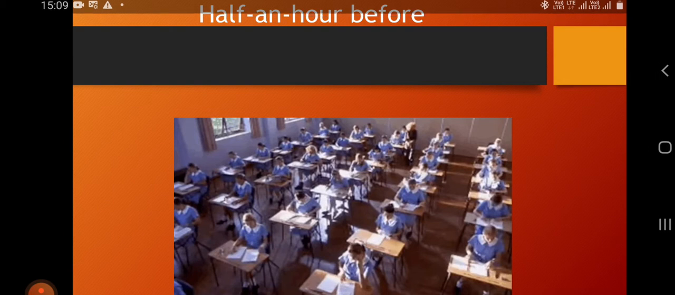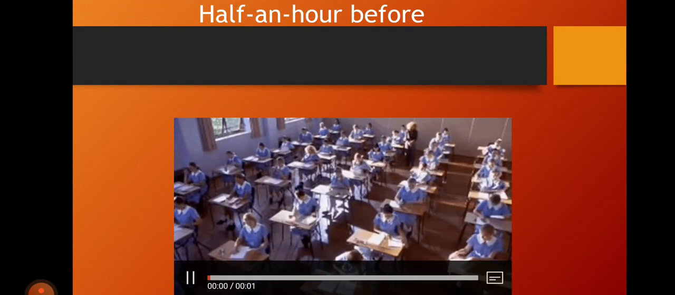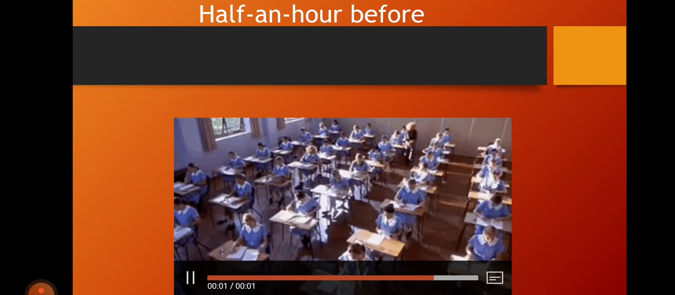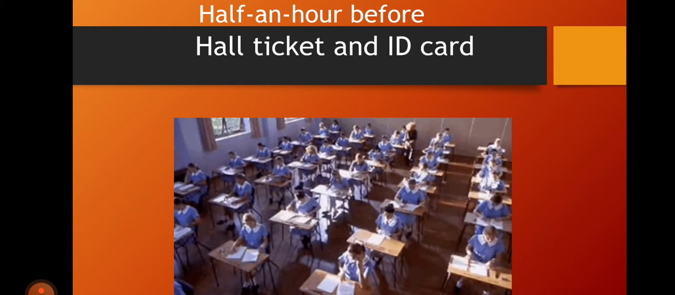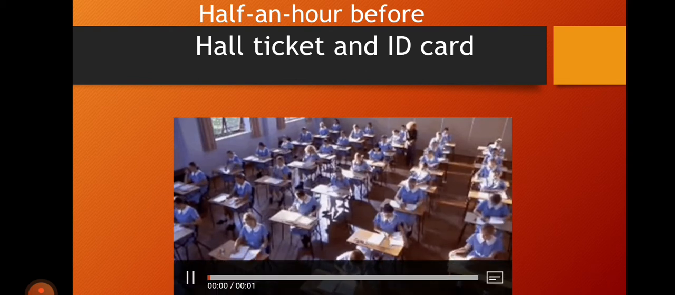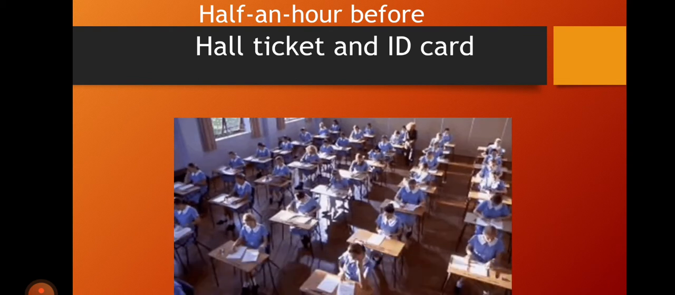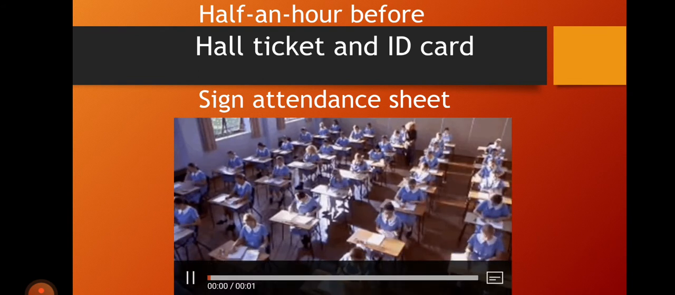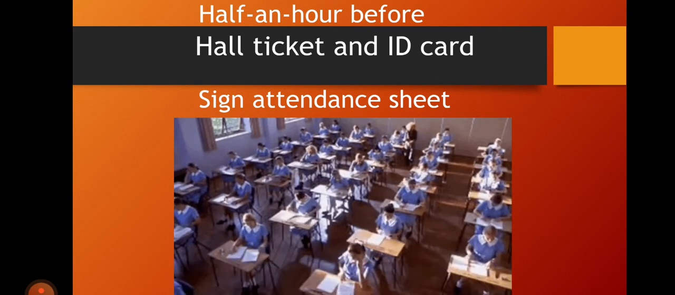First, the first clue point is, we know very well, half an hour before you have to enter the hall. Next, you should have your ID card and hall ticket. Next one is you have to sign the attendance sheet. So these are the major things that you have to keep in your mind, my dear students. And using this, we are going to write now.